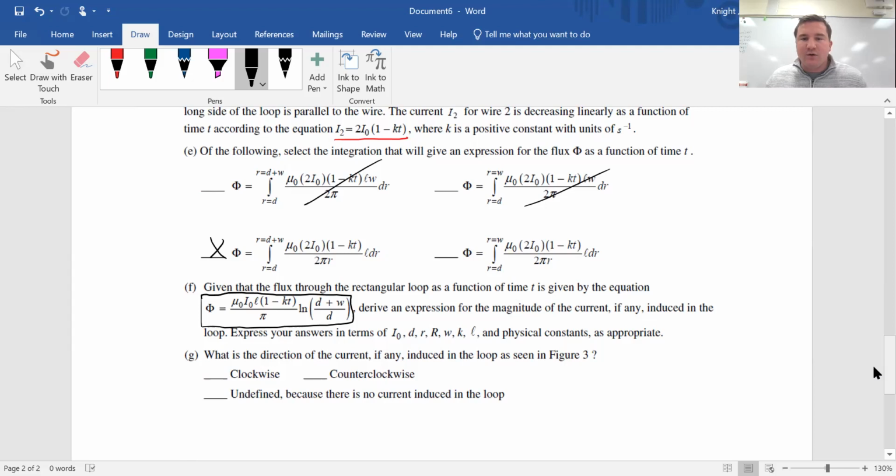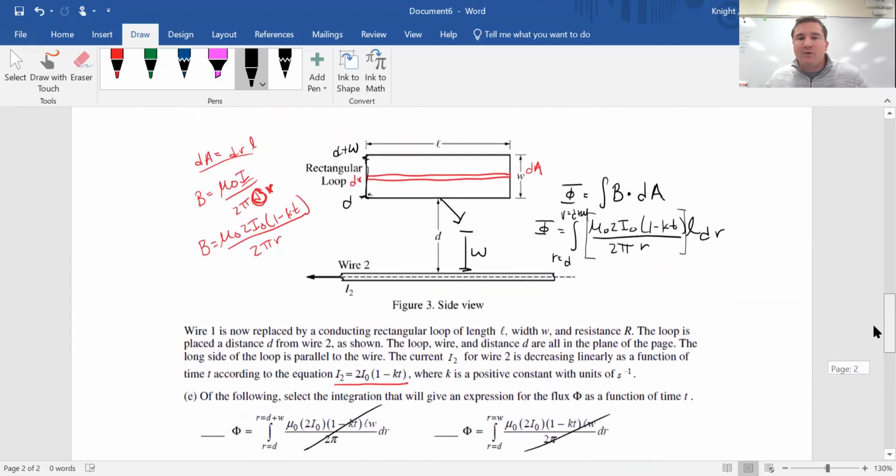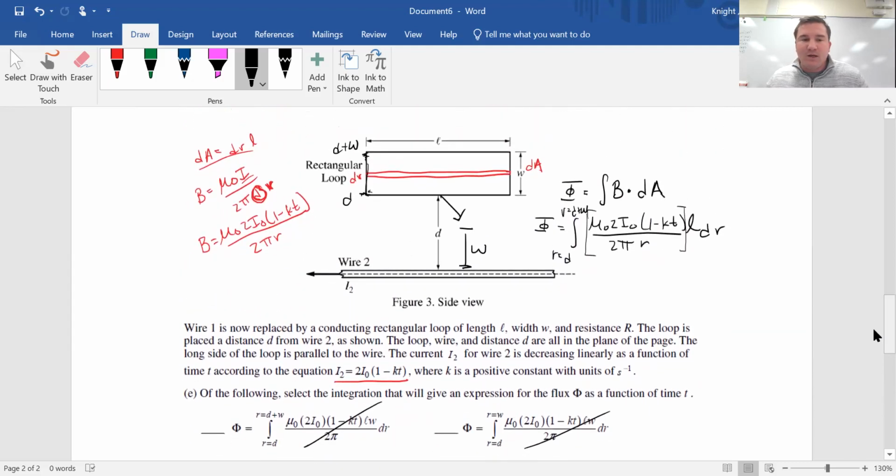Derive an expression for the magnitude of the current, if any, induced in the loop. Express your answers in terms of I naught, D, R, W, K, L, and physical constants as appropriate. So first, let's figure out, are we going to induce current in the loop? So we said I was decreasing linearly. So I2 is producing magnetic field that goes into our loop. The magnetic field is this way.